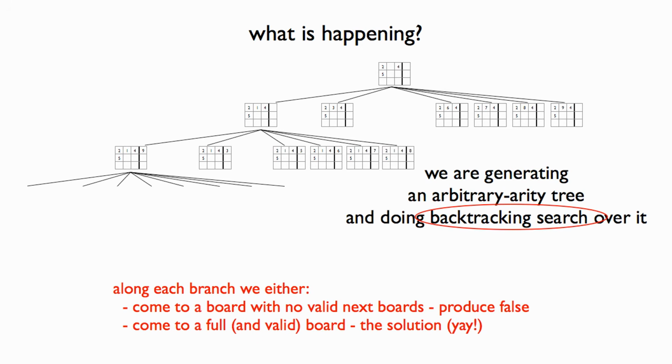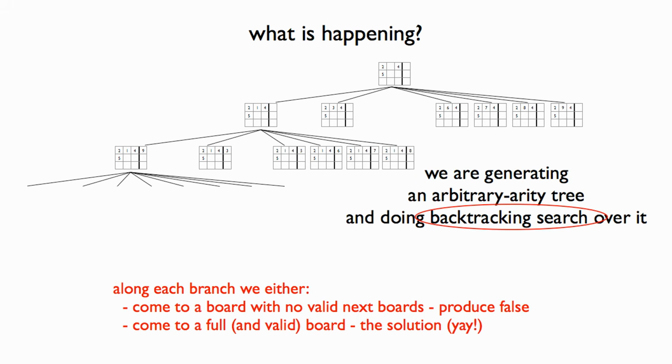And we're doing a backtracking search over it. The reason we're doing a backtracking search is we're going to keep exploring this tree until we come to a board that has no valid next boards. That's a board with no children. And what do we usually do when we're searching for something and we wind up nowhere? We produce false. That's the idea of backtracking. When you get to looking for something in nothing, you're in trouble. So you produce false.